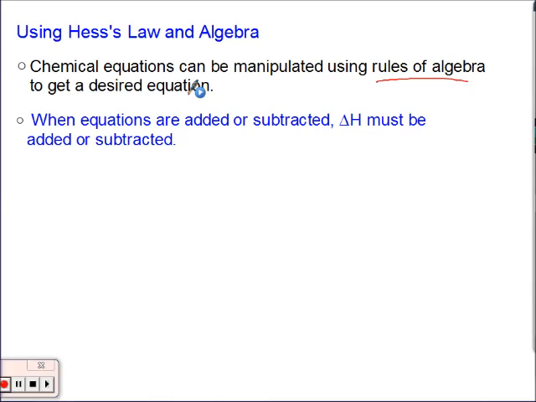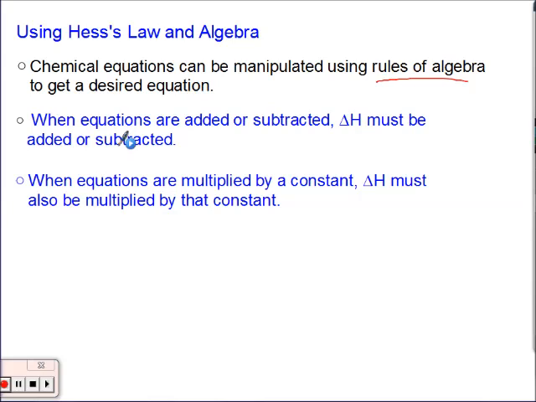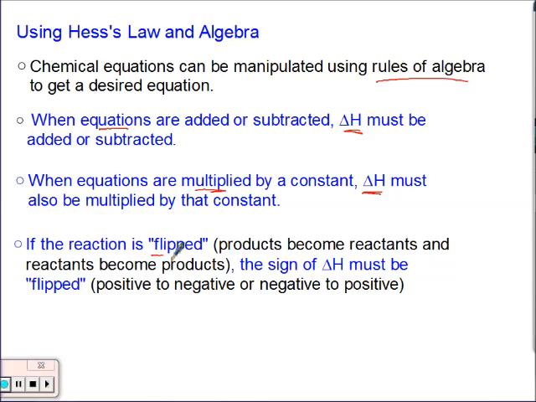So if I add or subtract an equation, I'm going to add or subtract the delta H. If I need 2 of something or 3 of something on one side and I multiply, I'm going to have to multiply delta H. Whatever you do to the equation, you also do to delta H. I can flip the reaction, essentially making the products become reactants and the reactants become products. I'm essentially changing sides. If I do that, I also change the sign. It becomes positive to negative or negative to positive.